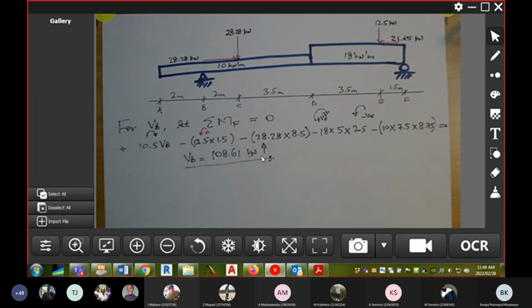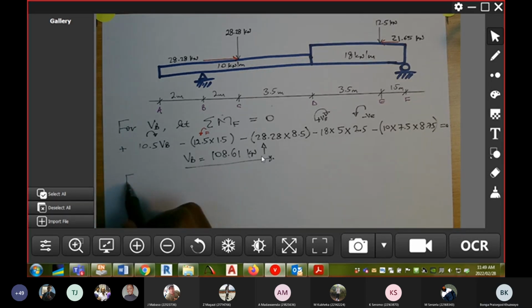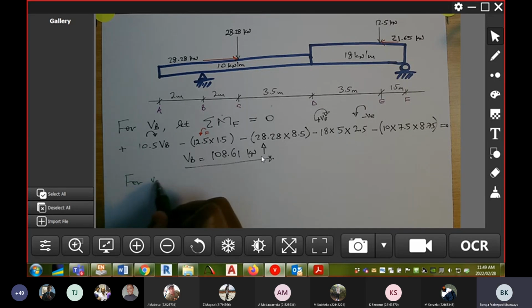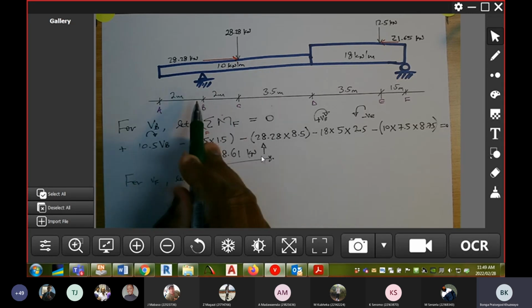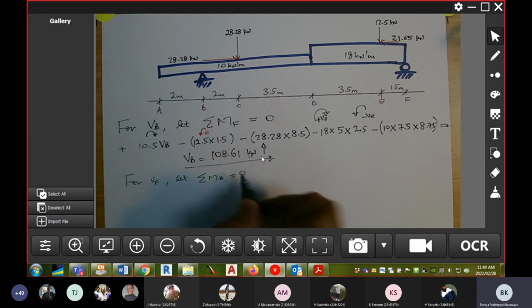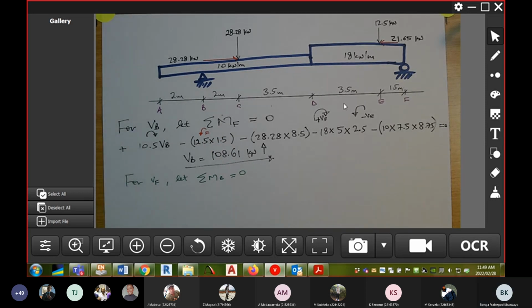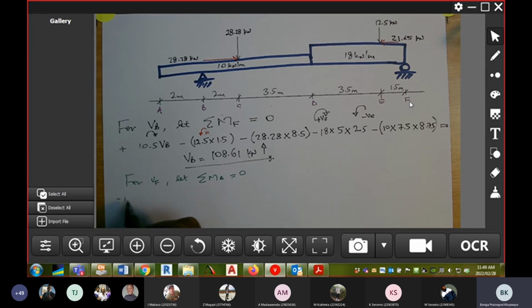Right, and then for VF, what are we going to do? So we're going to say, for VF, let the sum of the moments at node B equal 0. We're going to stick to the same sign convention. We're taking moments about node B. We know the lever arm for VF, so we start with minus 10.5 VF.